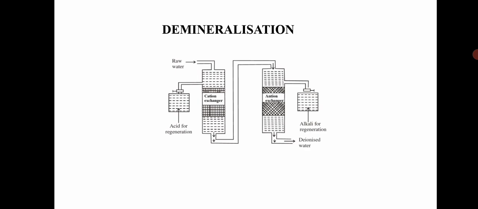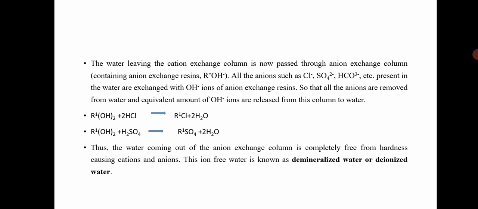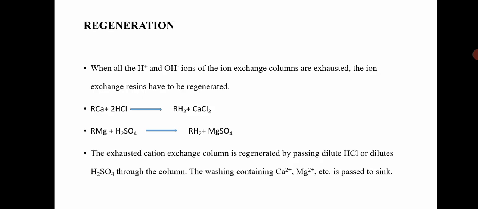This is the demineralizer instrument, which consists of two compartments. The remaining water is passed into the anionic column, which absorbs the anions present in the water. Now our water contains the chloride ion, and that chloride ion is passed through the resin, which exchanges the anions. Therefore, the chloride ion is exchanged by the anionic resin. Finally, we get water that doesn't have any cations or anions. That water is called demineralized water or deionized water.